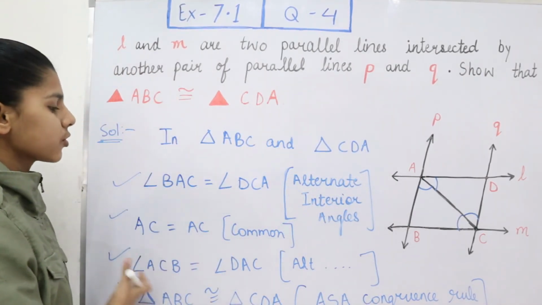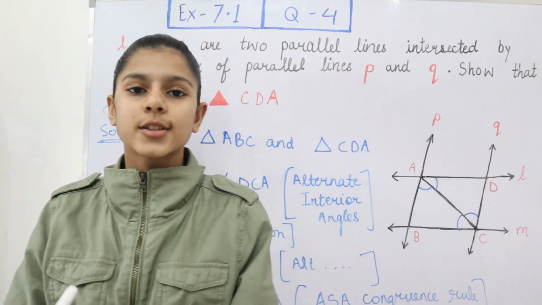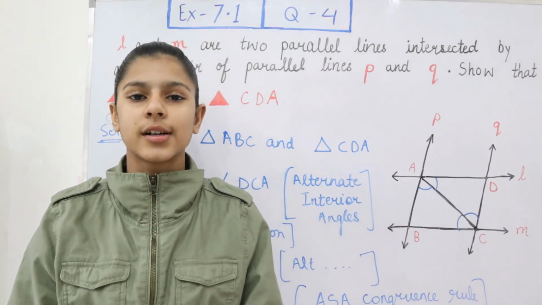So this was the question. We had to prove both the triangles congruent. We have proved them congruent. So this was question number 4 from exercise 7.1. Now let's move on towards our next question.